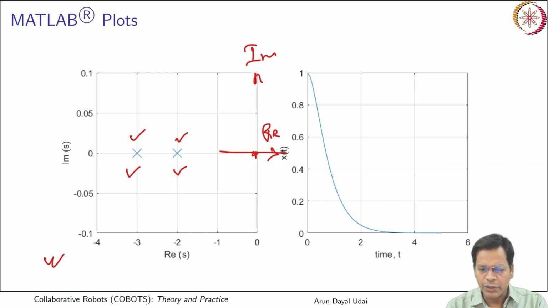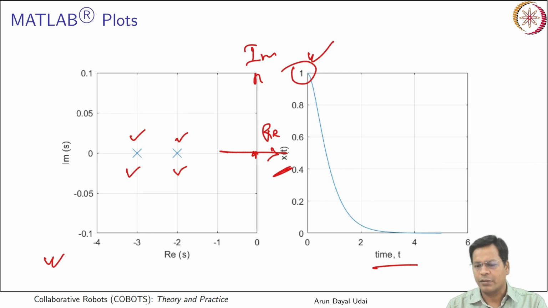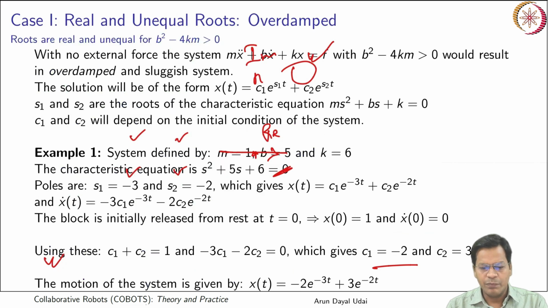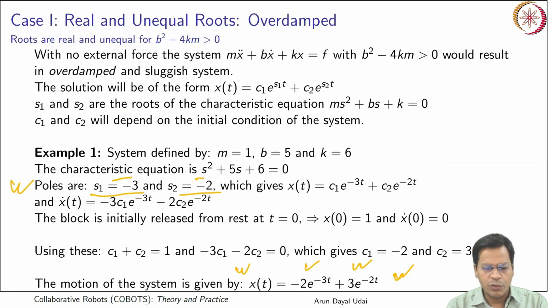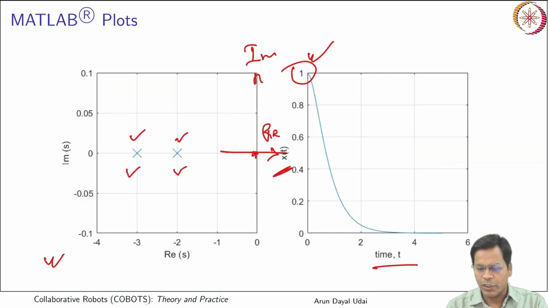This is your system plotted against time. You have time which goes here and xt that comes here. You see, you have released it from a displacement of 1, and then it gradually comes to 0, without any oscillation. It is a system where the roots were real and unequal. So b was dominant, and it was an overdamped system. It quickly comes to rest.